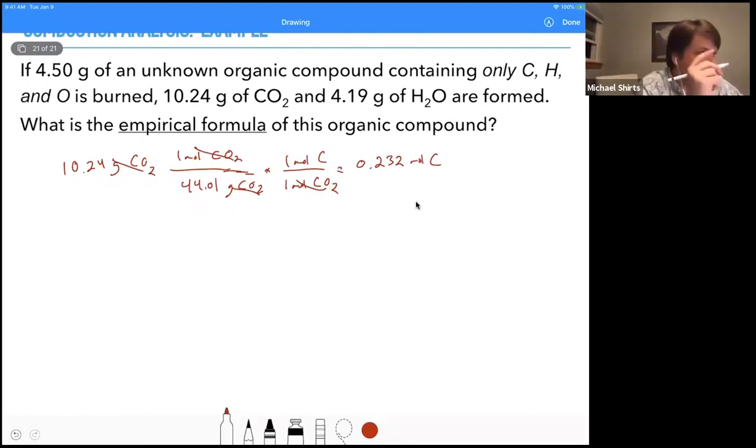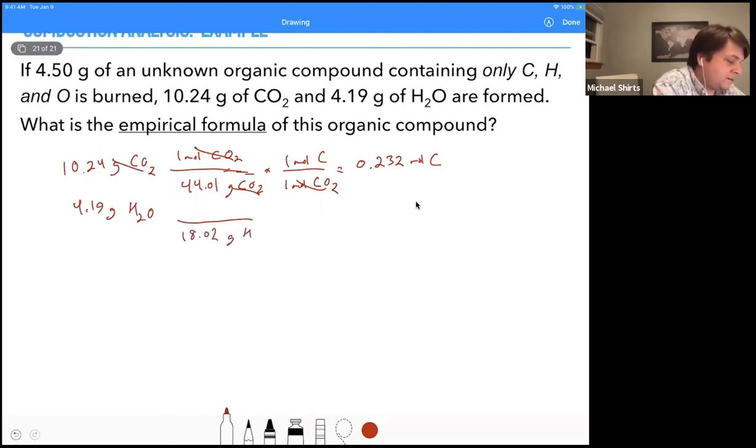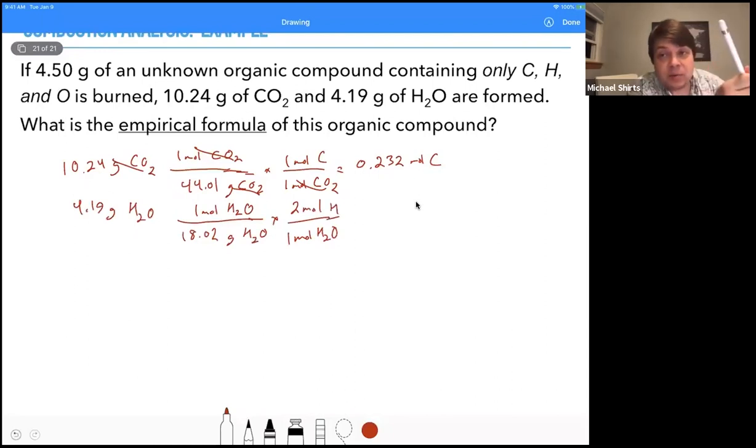Gotta remember, each molecule of carbon dioxide has 1 atom of carbon. Why do we need a conversion factor there? Just wait. Okay, 4.19 grams H2O, same process, figuring out how much hydrogen was in the water. 18.02 grams H2O per 1 mole of H2O. And now, each 1 mole of H2O actually has 2 moles of H. So if you're counting up your moles of H, you got to remember there's 2 per water molecule.